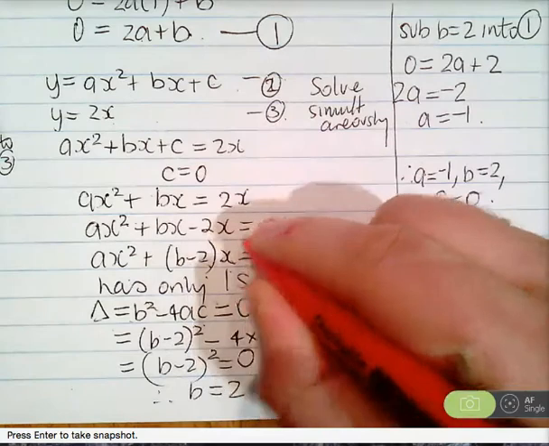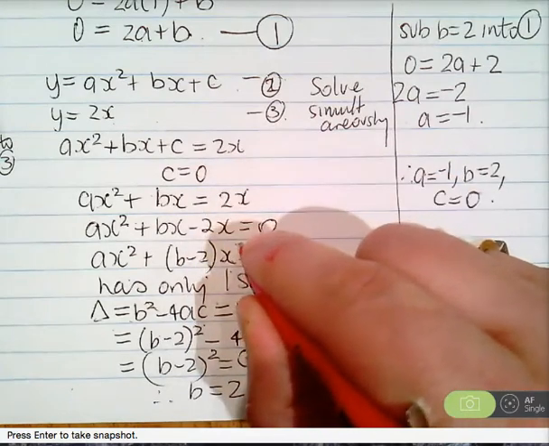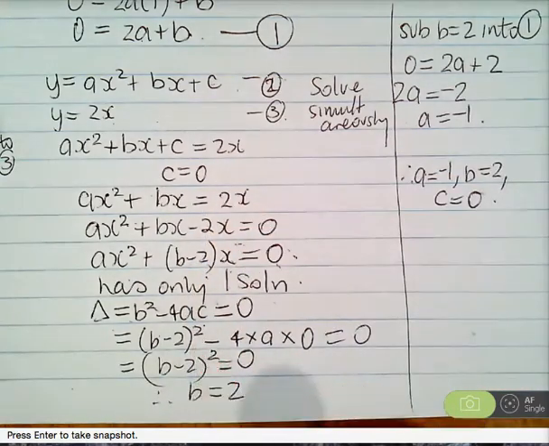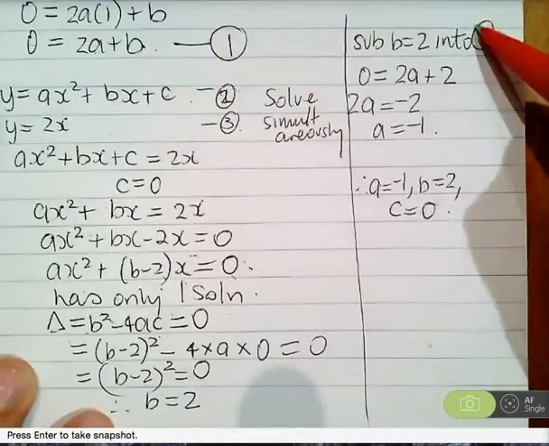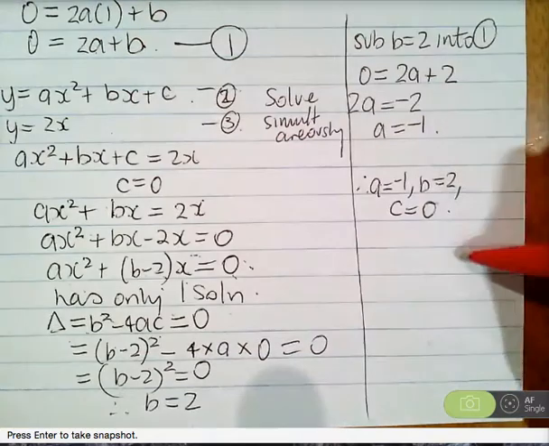Remember, there is no c term here, so here the c is 0. So we only ended up with a b, and we were able to solve for b, and then we were able to substitute the b back in here and work out the a.